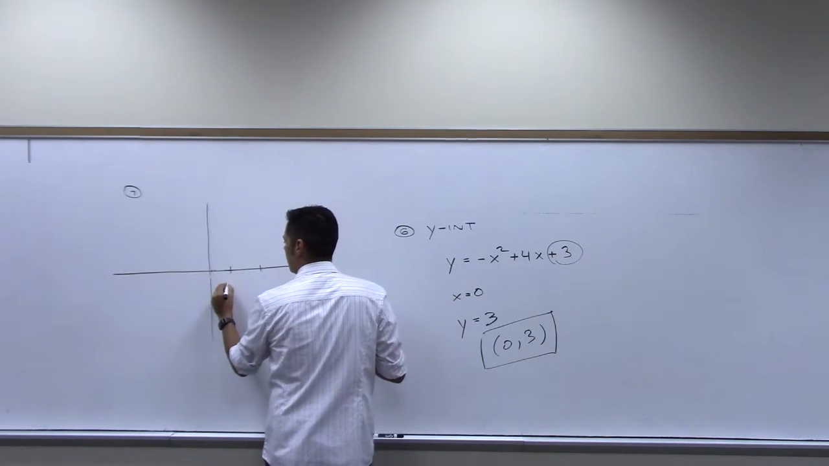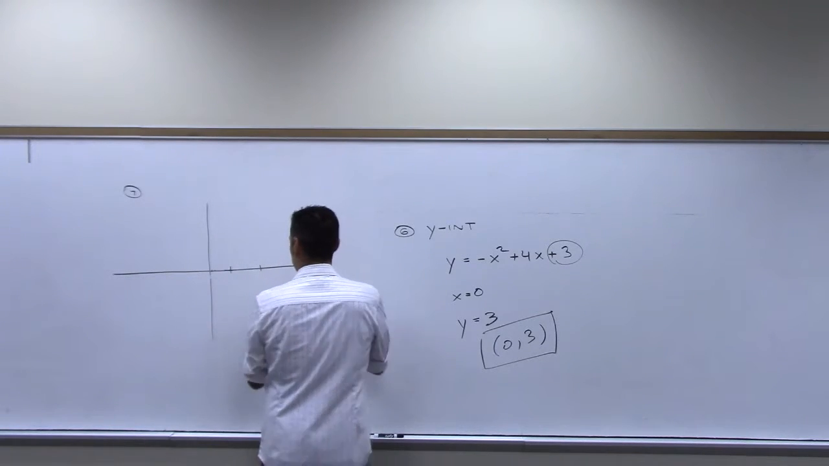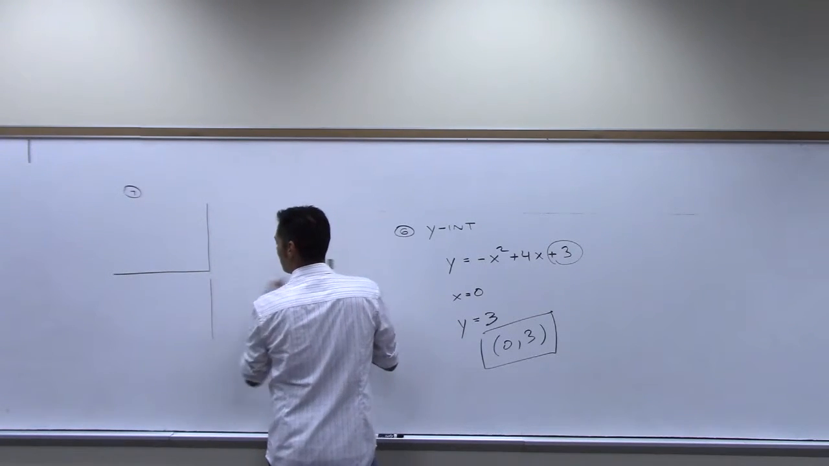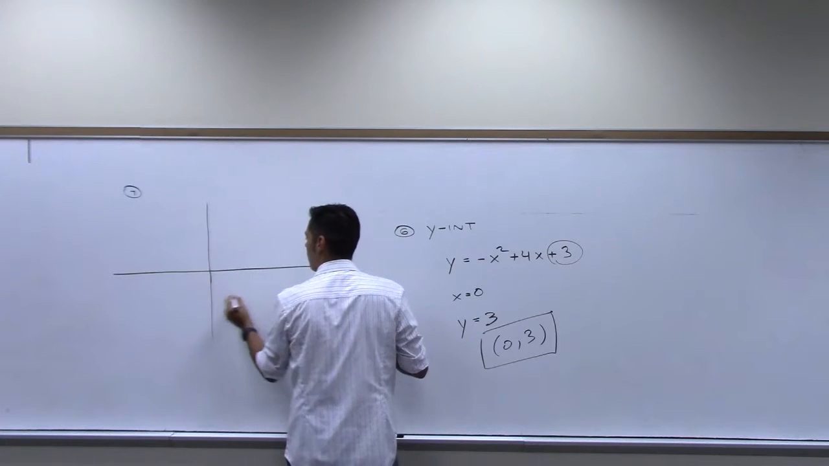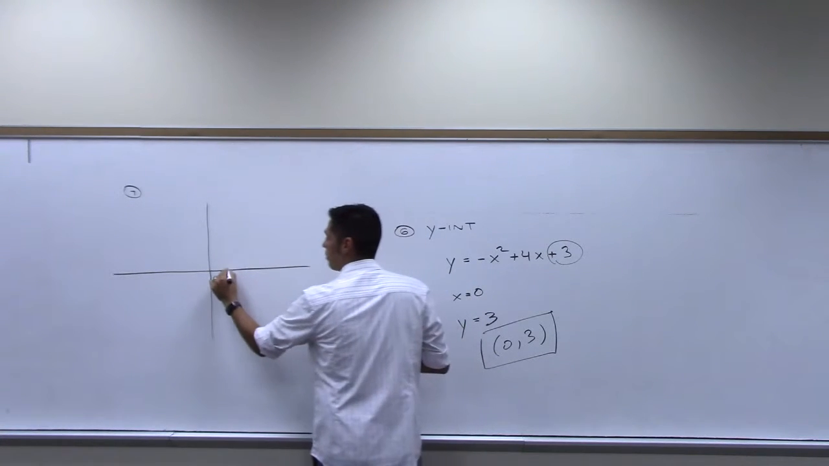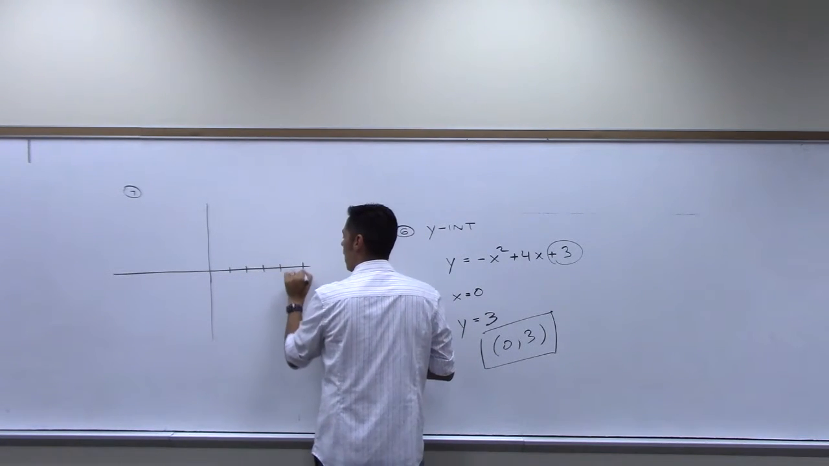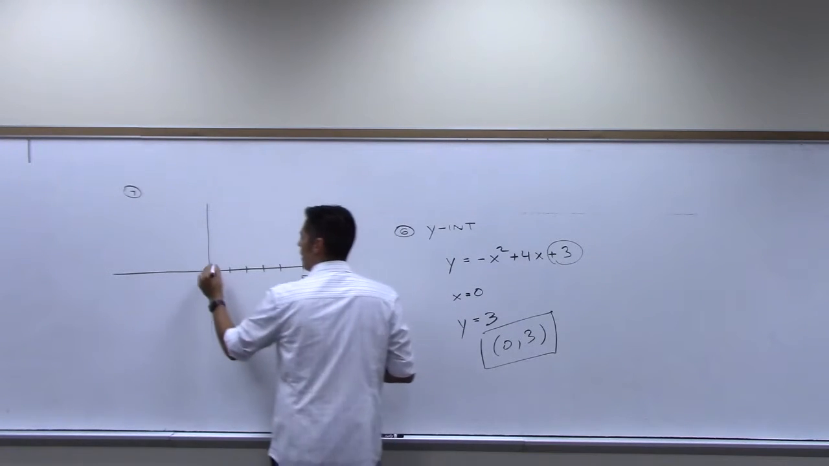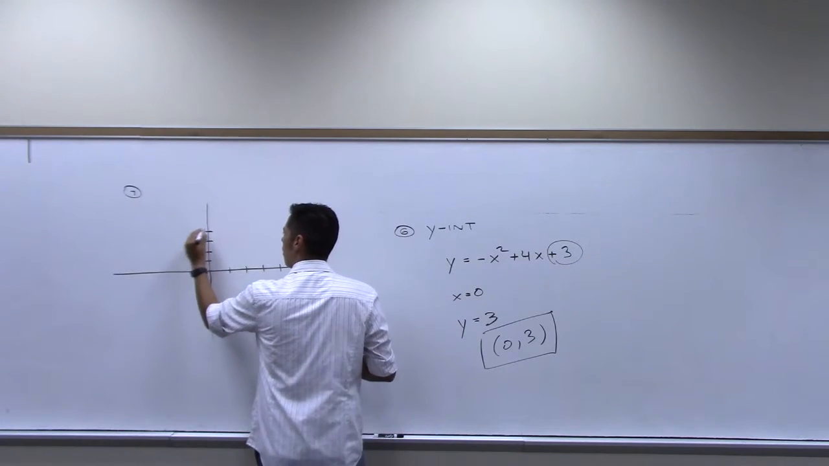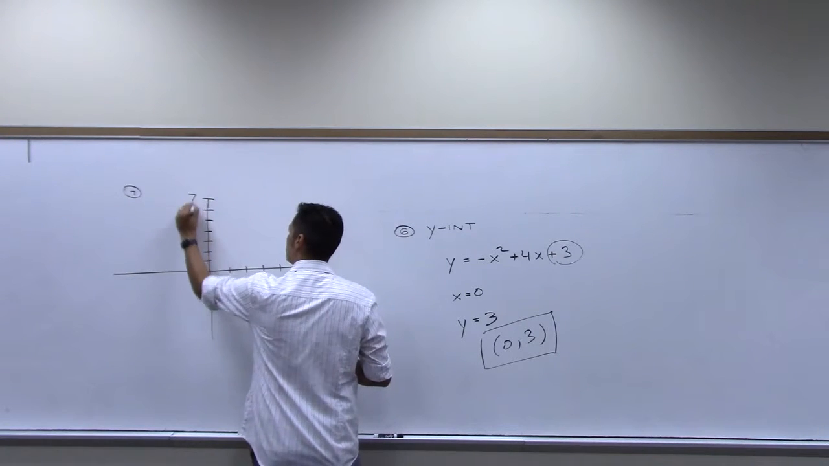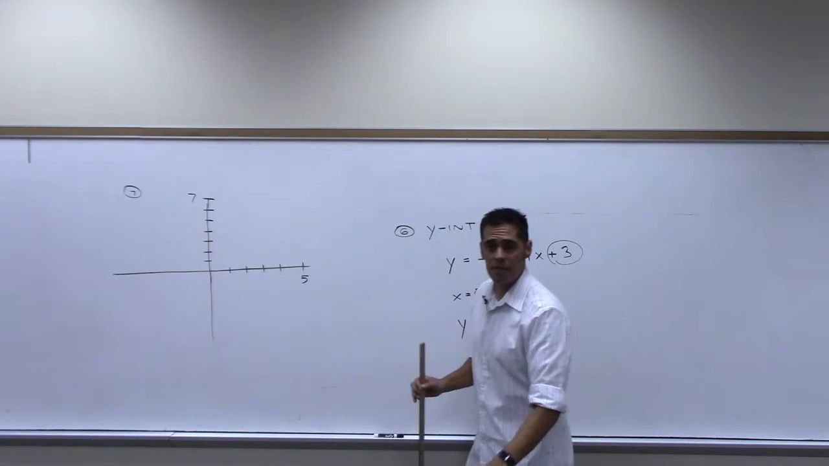I'm going to start this over. I want at least to go out to 5 here. So 1, 2, 3, 4, 5. And then up, 1, 2, 3, 4, 5, 6, 7. I want to go to at least 7, because that's where my vertex is.